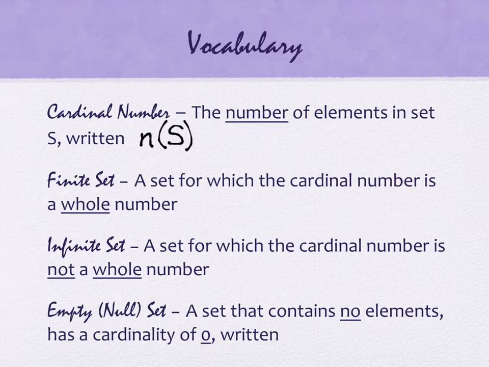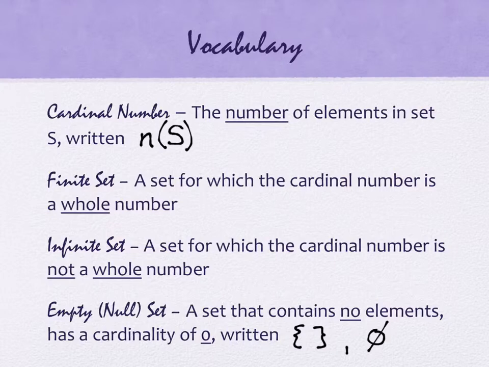And then the last one that you should be aware of is the empty or the null set. So this is the set that contains no elements, has a cardinality of 0, and it has 2 ways to be written. One way is that you can write curly braces with nothing inside them. It's actually a very intuitive sort of way of writing it. It's not the most common way of writing it, though. The most common way of writing it is a 0 with a slash through it.